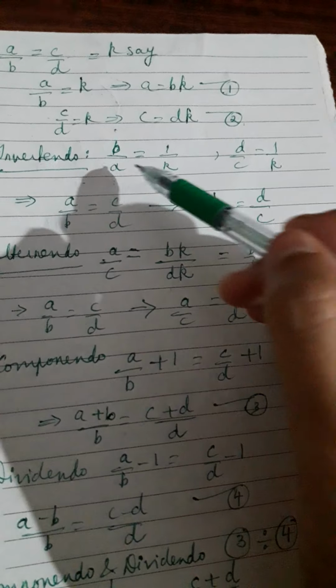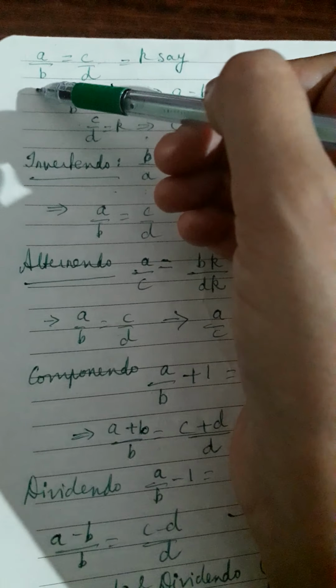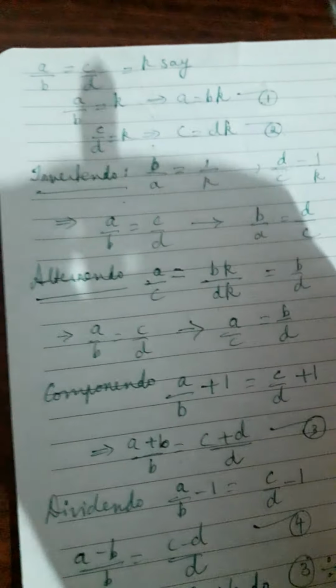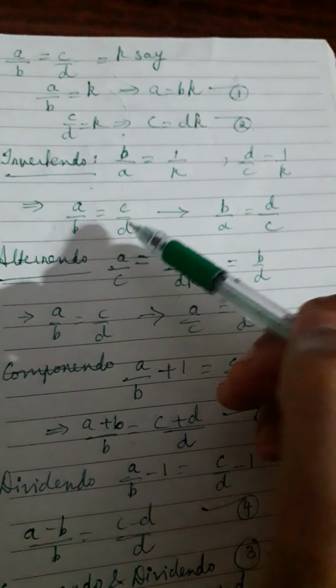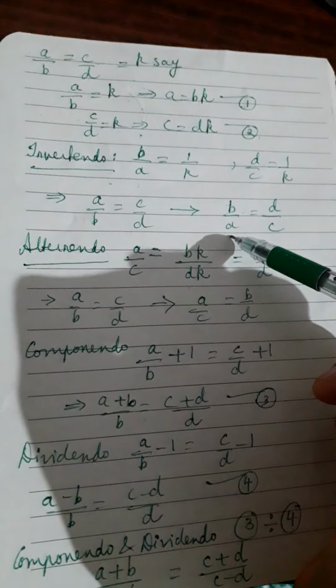So that means b by a is equal to d by c. It's nothing but swapping the positions, that is, numerator and denominator are going to swap. B by a is equal to d by c. So if a by b is equal to c by d, then b by a is equal to d by c, and this is nothing but invertendo.